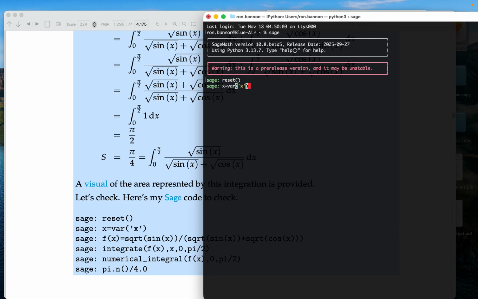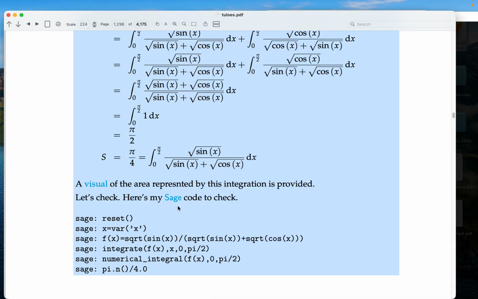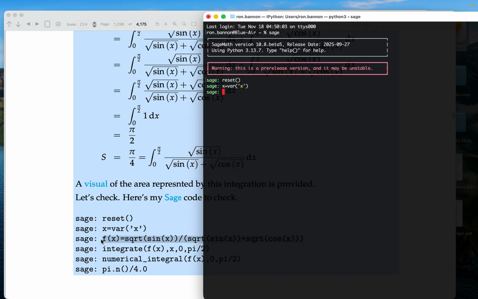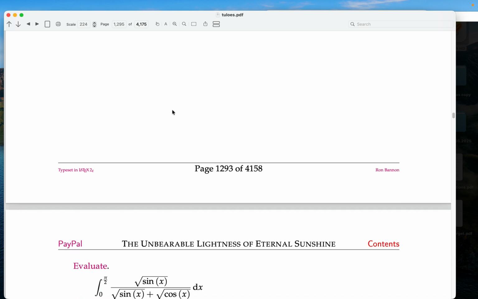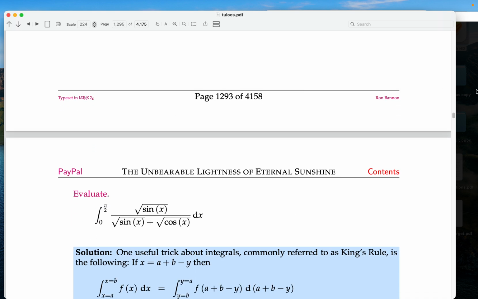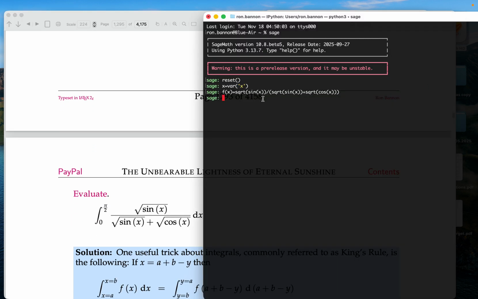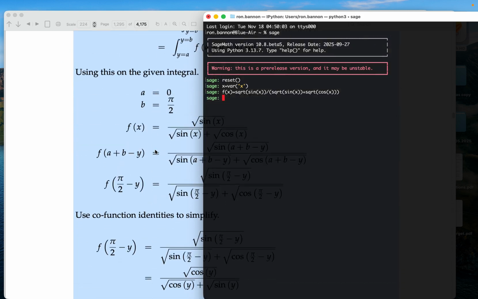Define a variable x, which is a good idea. And now I'm going to type in the integrand. Well, I'm going to copy paste it, but I will go through where this is coming from in the notes. Okay, let me go back over this. What I just typed in over here is the integrand, which is the square root of sine x divided by this sum, which is the square root of sine x plus square root of cosine x. All right, let's go back to our Sage code.